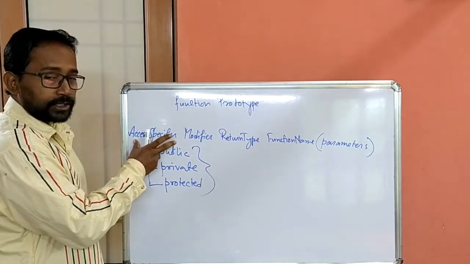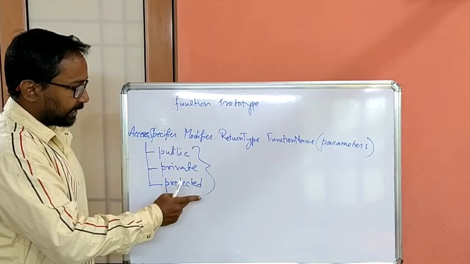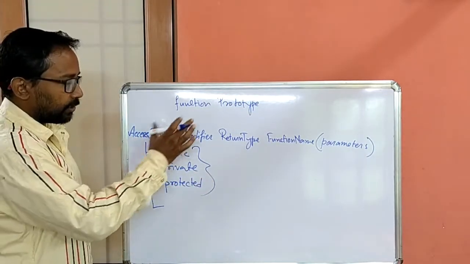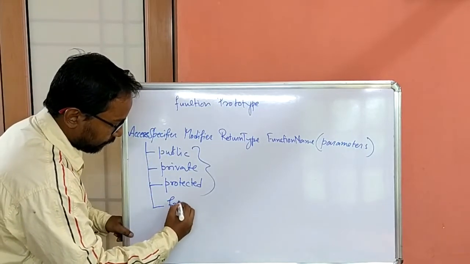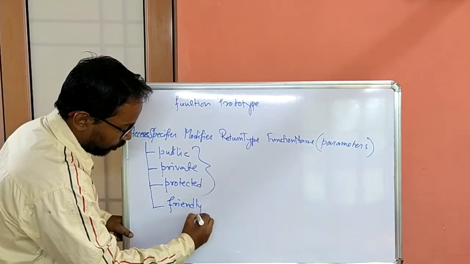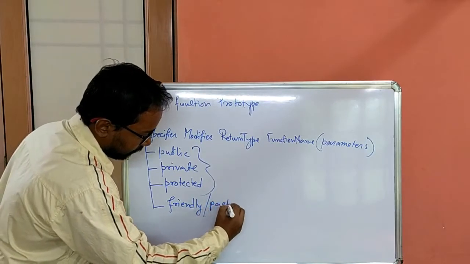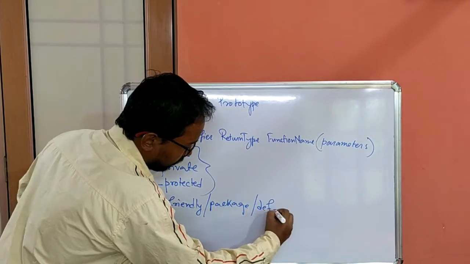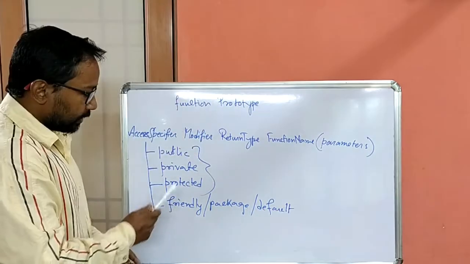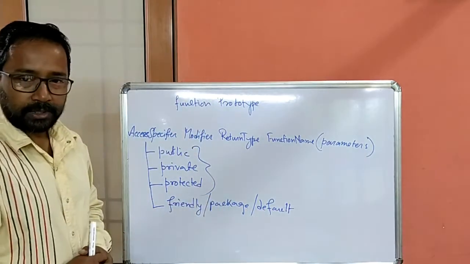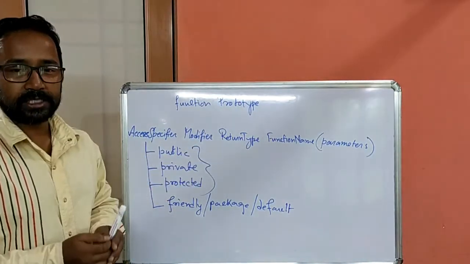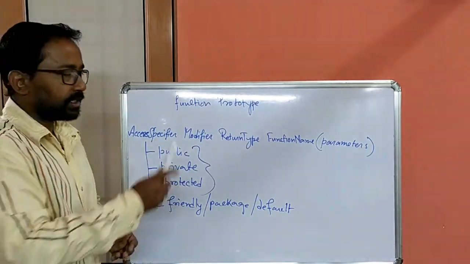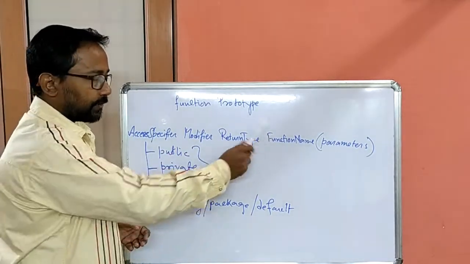And the access specifier is optional. If we don't specify the accessibility of a function using these 3 keywords, then by default the accessibility of the function will be friendly, or package, sometimes called default. This friendly, package, or default accessibility means the function can be accessed by all its friend classes. And what is a friend class? We know, the classes present in the same package along with this class where this function is declared.